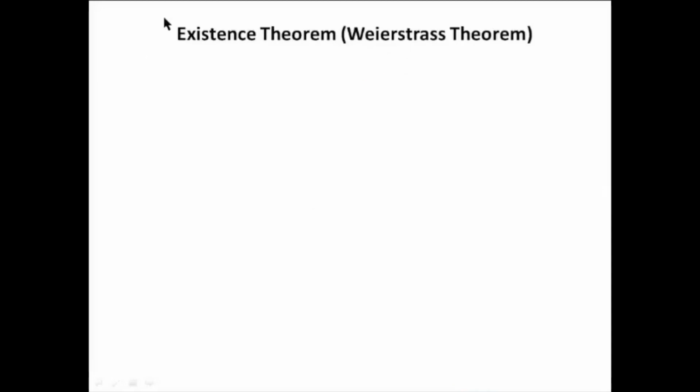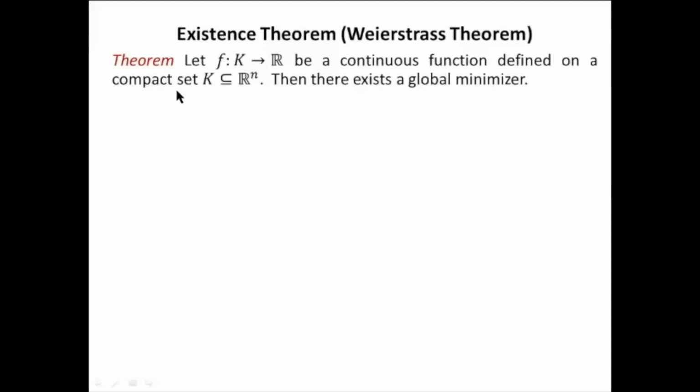Let me just talk about the first existence theorem, which is the famous Weierstrass theorem, also called the Weierstrass extremum value theorem. This is given by the German mathematician Karl Weierstrass, who is also known for other theorems such as the Bolzano-Weierstrass theorem, Weierstrass approximation theorem, Stone-Weierstrass theorem, and so on. So what is the statement of this theorem? It says that every continuous function on a compact set has a global minimizer. And let's give the proof of this theorem, which is very simple.